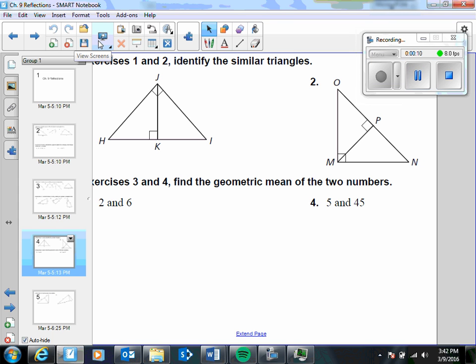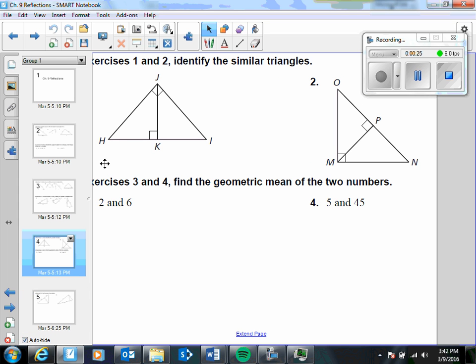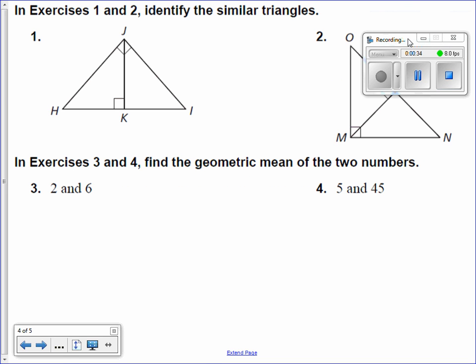You guys should be open to page 256 in your journals. So if you are not, please go ahead and do so right now. 256. We are going to look at numbers 1, 2, 3, 4, 5, and 6 together. So go ahead and get out a writing utensil.